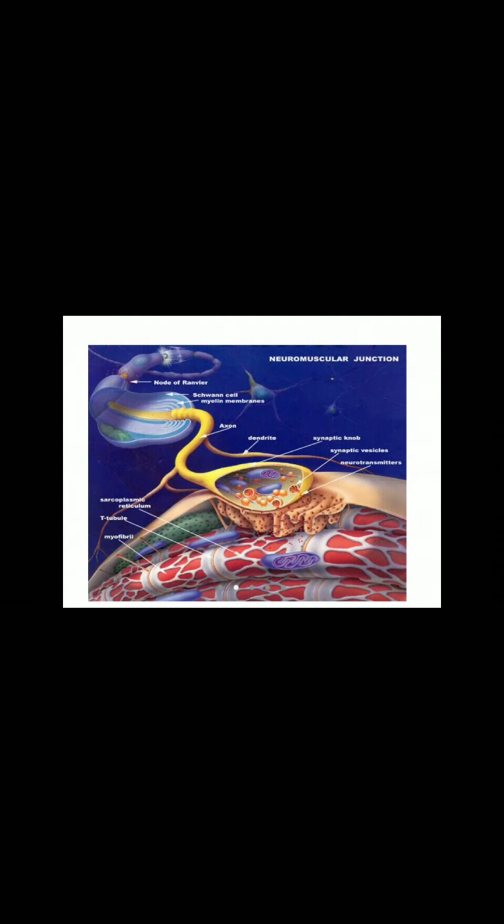Myasthenia gravis is an autoimmune disorder where antibodies are produced against the acetylcholine receptors on the post-junctional membrane. So the moment acetylcholine is released, there is no place for it to get attached, because the receptors are already occupied by the antibodies. So the transmission of the impulse does not occur.